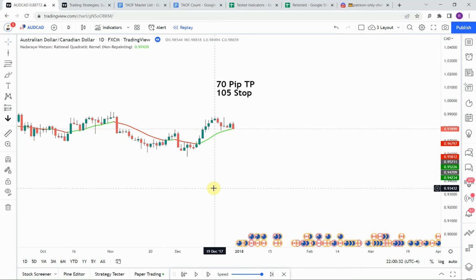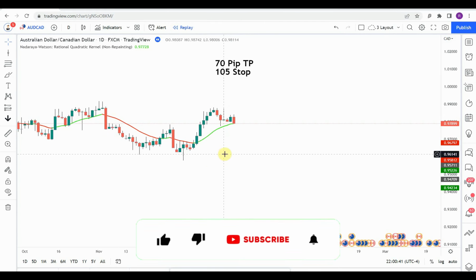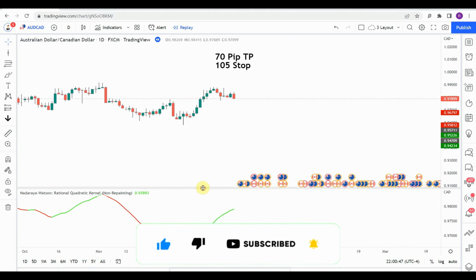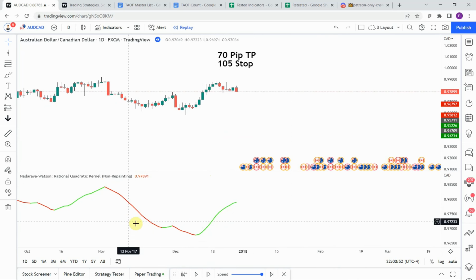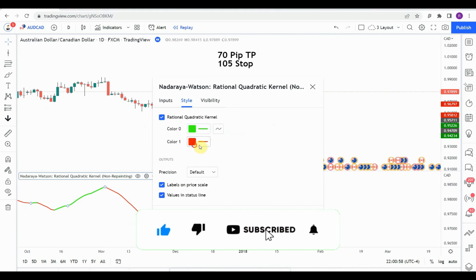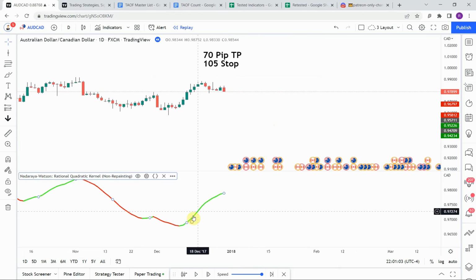Alright, so today's indicator is the rational quadratic kernel indicator, and you can see it here on screen. Basically very similar to a moving average. I think what I will do is move this into a new pane below, just like this here, so that way it's just a little bit easier to see. Maybe go in and bump up the line weight there, like so.